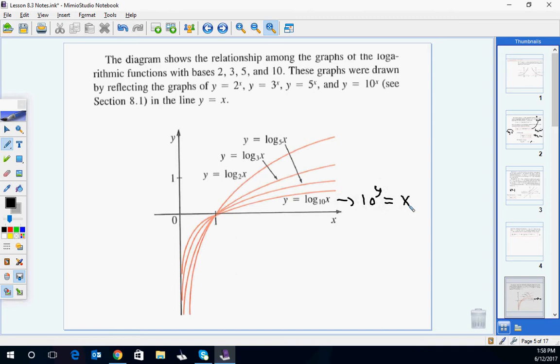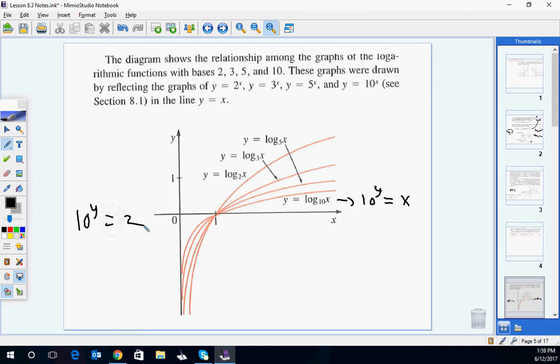So 10 to something gives me an x value. See how this is lower? Because a base of 10 is going to grow extremely fast. So we need to tailor that back by having a small number there. So essentially, my x has to be like, if this is a 2, let's just say, let's put a 2 in for x.